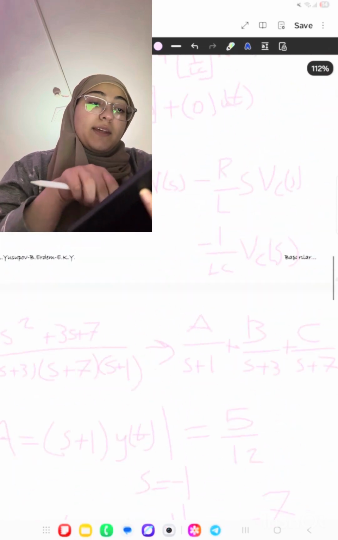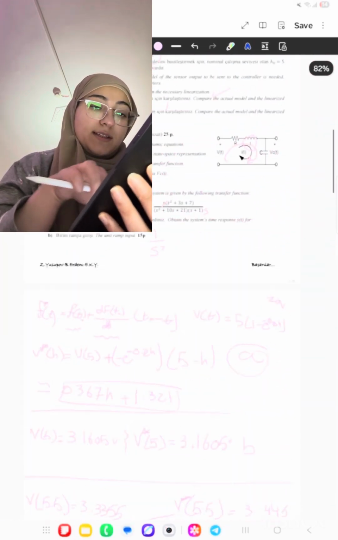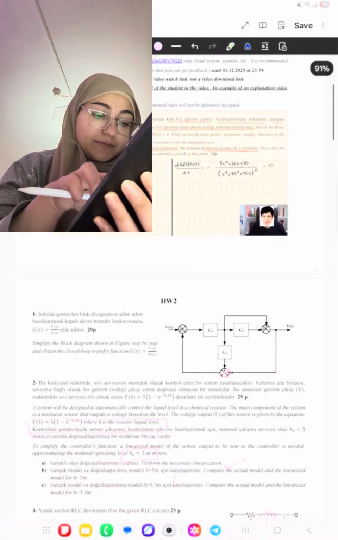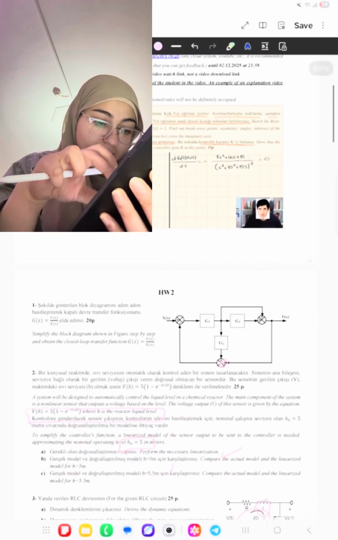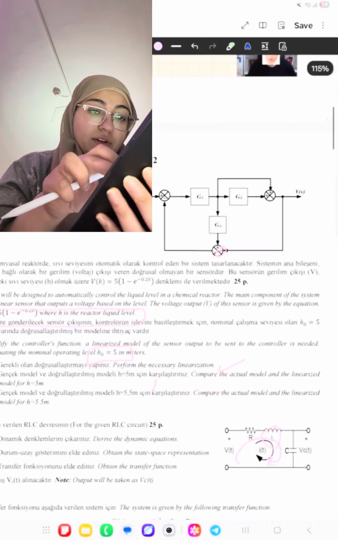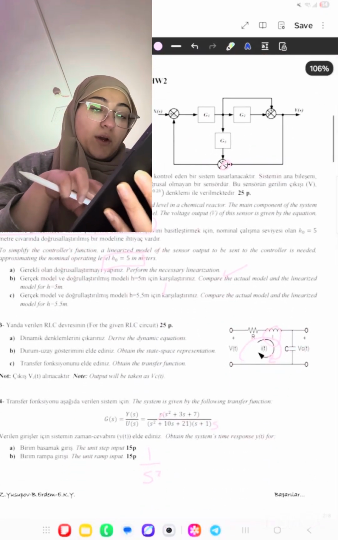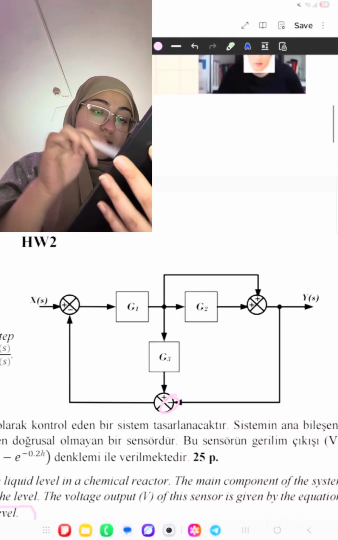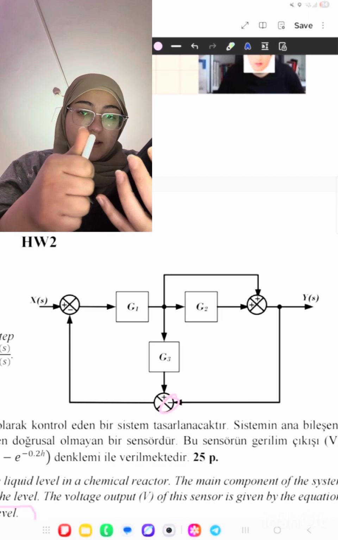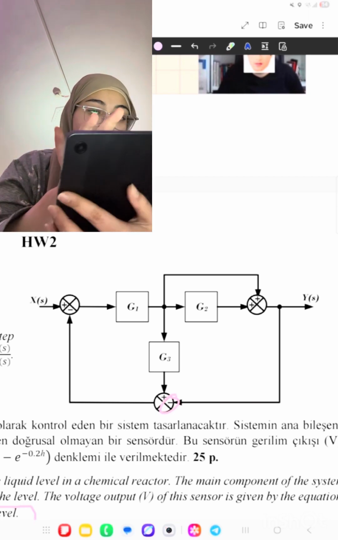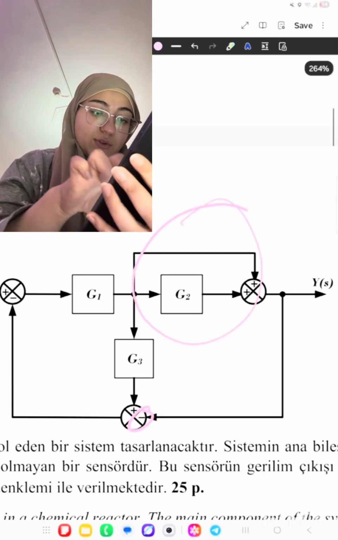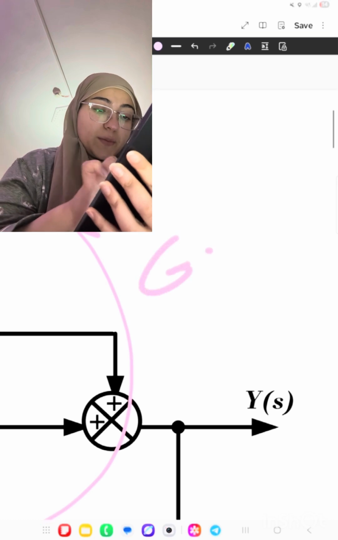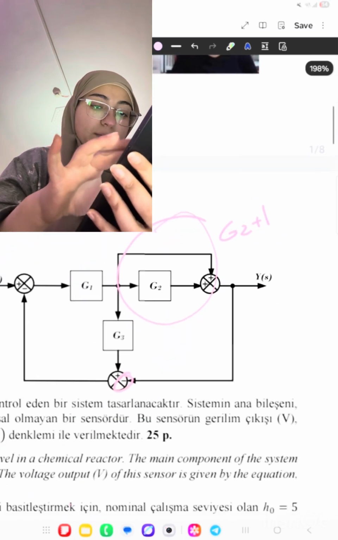I'm going to solve the first question, which says to obtain the closed loop transfer function for this block diagram. So it's a reduction. When we first see this figure, the first thing we're going to do is make these two parallel. So it's going to be G2 plus 1.